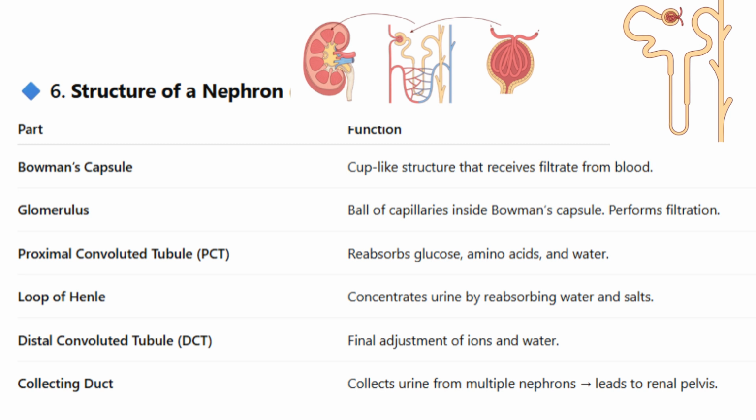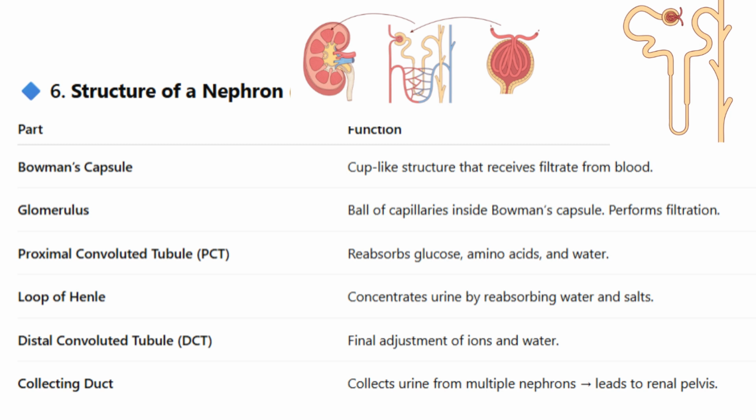Next, the filtrate enters the proximal convoluted tubule or PCT. This is where important substances like glucose, amino acids, and a major amount of water are reabsorbed back into the blood. The filtrate then flows into the loop of Henle. Its role is to concentrate the urine by reabsorbing water and salts, especially in the descending and ascending limbs. After that, it reaches the distal convoluted tubule, or DCT, where the final adjustments of ions and water are made, depending on the body's needs.